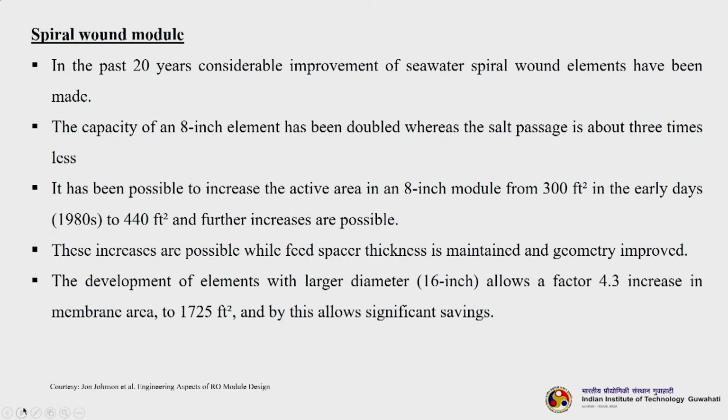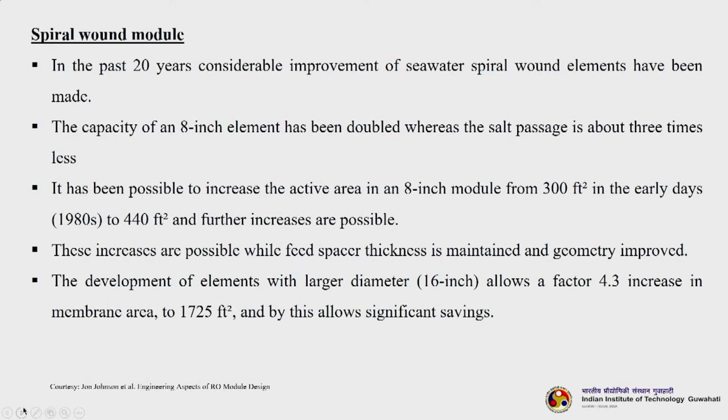So, next category is spiral wound. In the past 20 years considerable improvement in seawater spiral wound elements has been made, and the capacity of an 8-inch element has been doubled, whereas the salt passage is about 3 times less. It has been possible to increase the active area in an 8-inch module from 300 square feet in the early days to 440 square feet in 1980, and now further increases have also been possible. These increases are possible while feed spacer thickness is maintained and geometry improved.